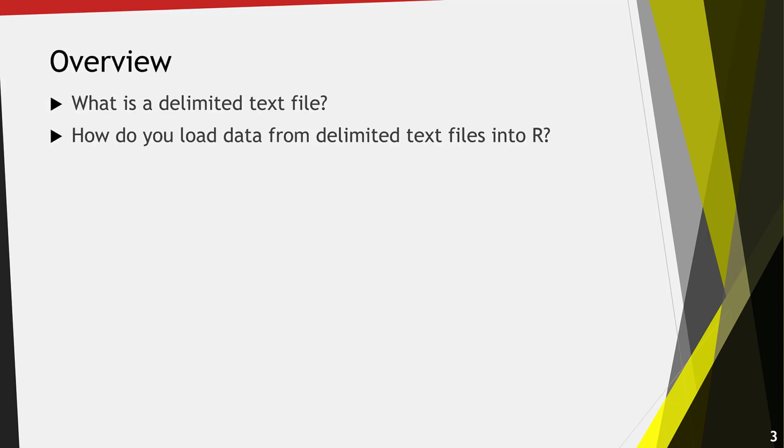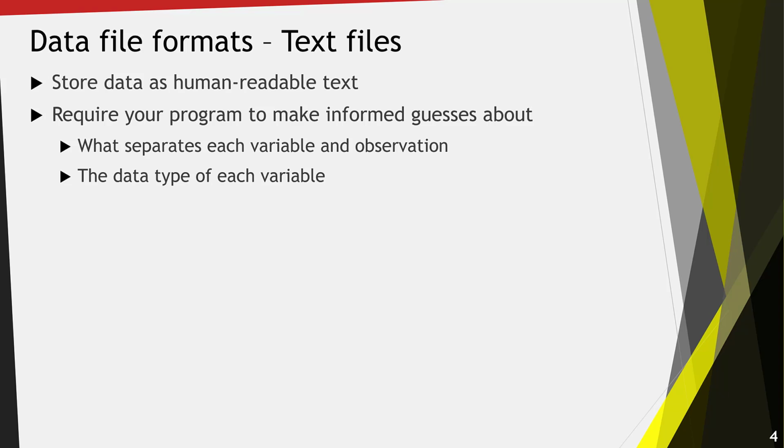By the end of this video, you should know what a delimited text file is and how you might load data from a delimited text file into R. There are many file formats that are used to transmit data between data processing systems. One broad class of those files are text files. While the text is human readable, it might be difficult to parse the data out of these files. Text data files require your data analysis program to make informed guesses about what separates each variable and each observation of the data and the data type of each variable. Remember, R and other data processing software are going to convert data into tidy data, and having this information ahead of time is essential to creating a tidy data set.